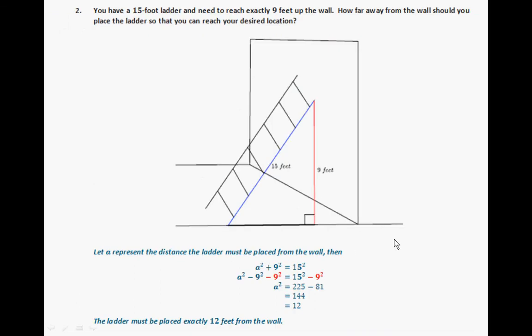And for problem 2, if we have a squared plus 9 squared equals 15 squared, that means that our leg length is, or the ladder must be placed exactly 12 feet from the wall.